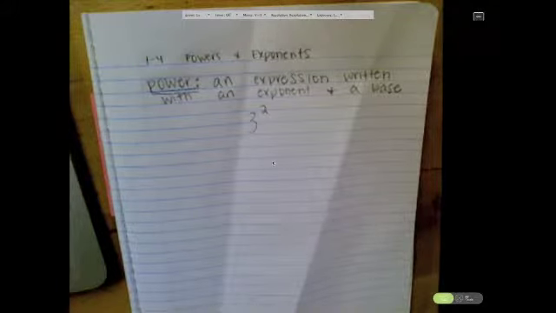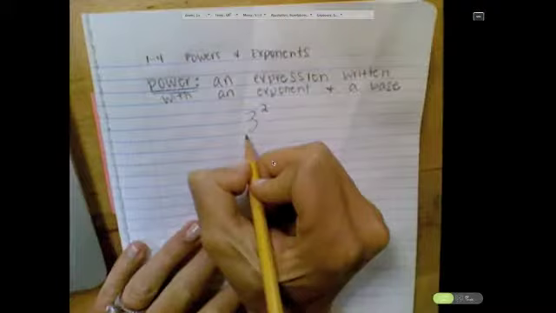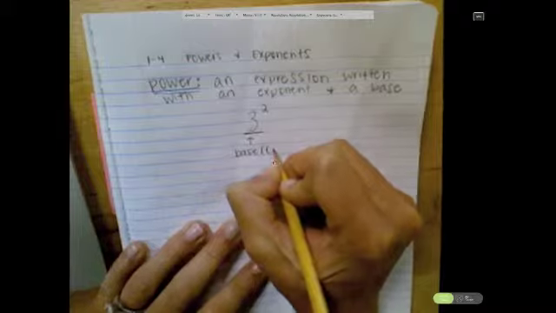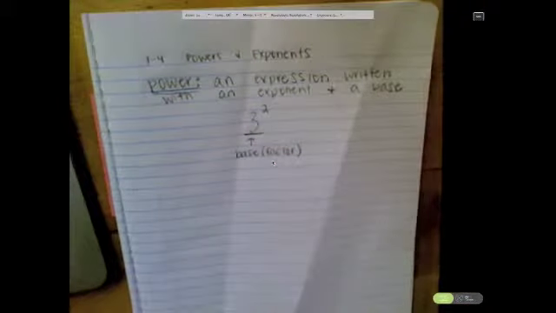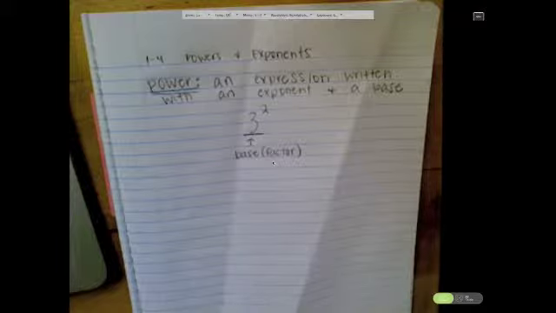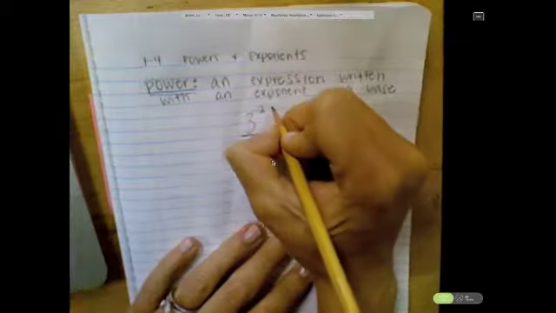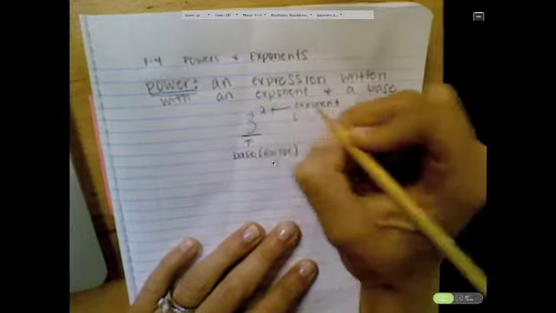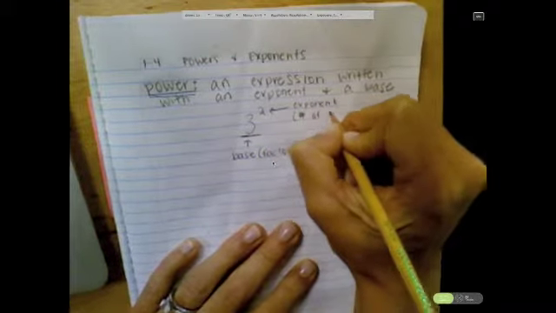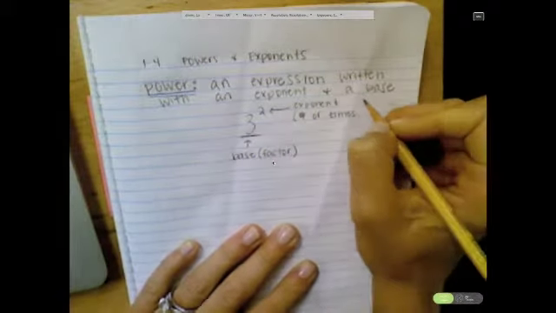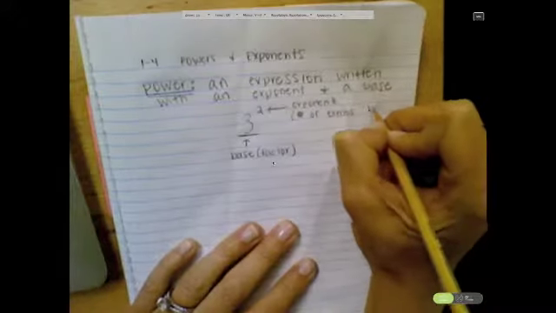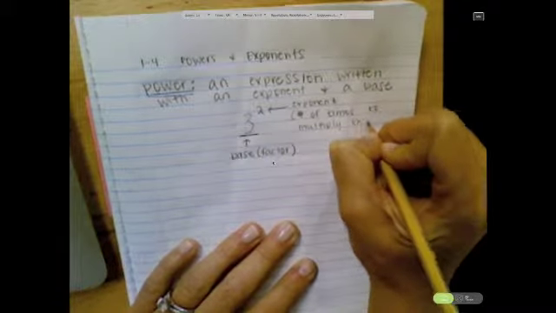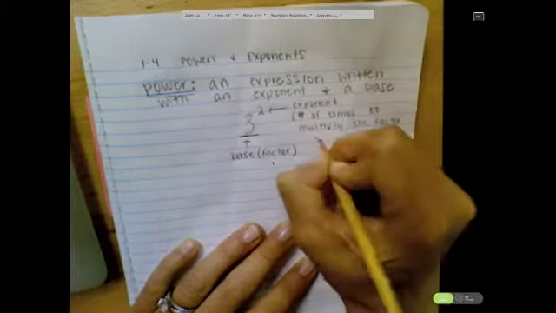The base of this power is what? The 3, the bigger number. And that's the factor that you're going to multiply. And the exponent is what? The 2. The exponent represents the number of times you're going to multiply the factor by itself. It's the number of times to multiply the factor by itself.